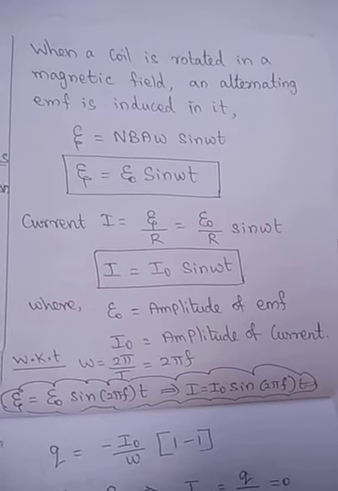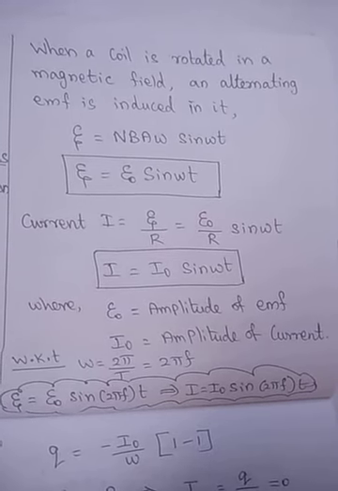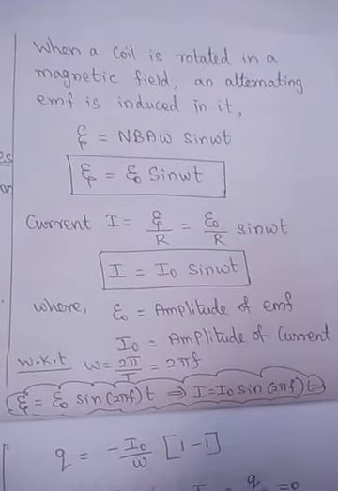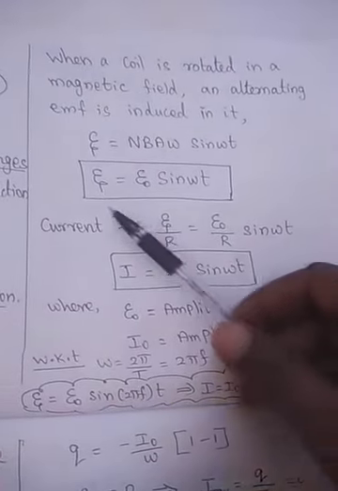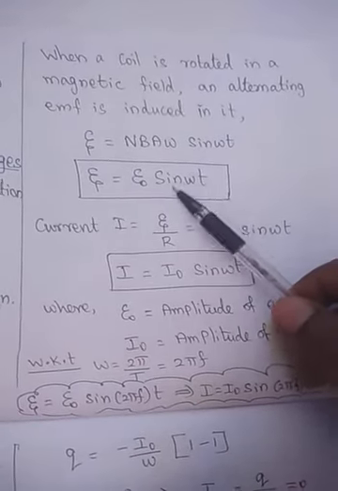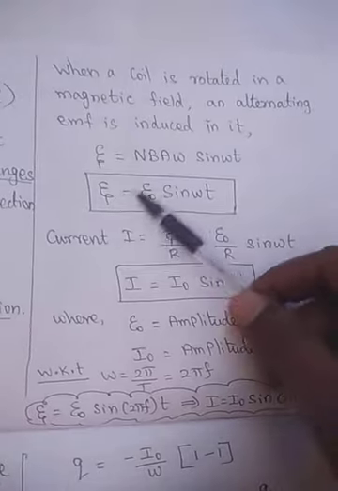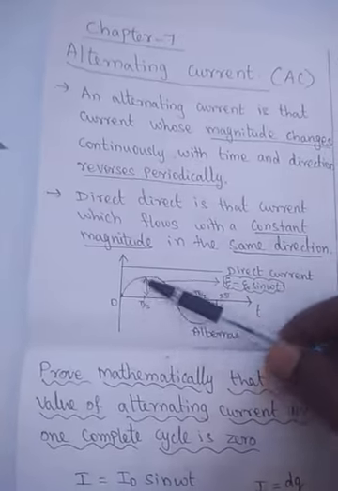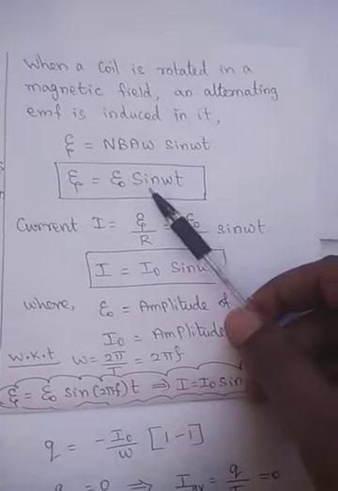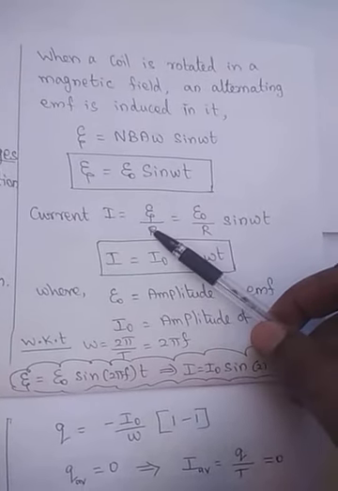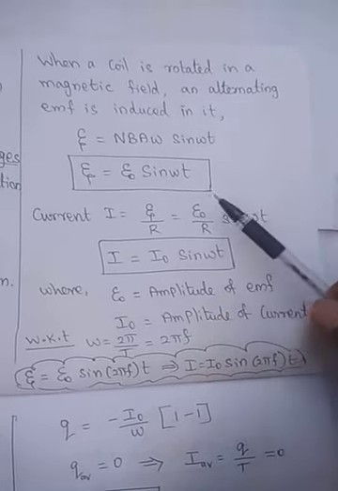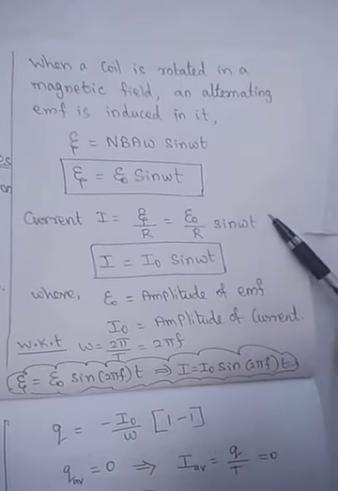E is equal to NBA omega sin omega t. For NBA omega, we substitute E naught. So the total EMF is equal to E naught into sin omega t, where E naught is the amplitude of this alternating EMF. If this EMF is passed through a resistor, then by Ohm's law, current is equal to voltage by resistance. Then E is equal to E naught sin omega t.